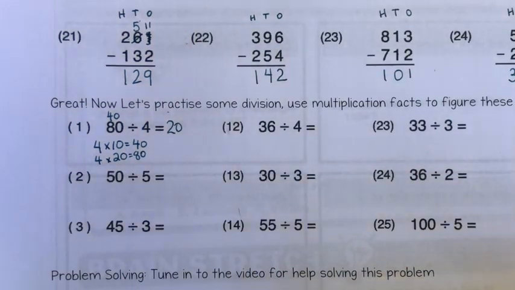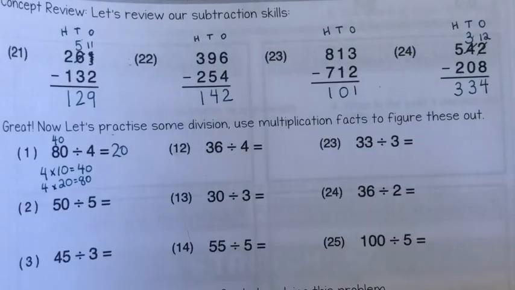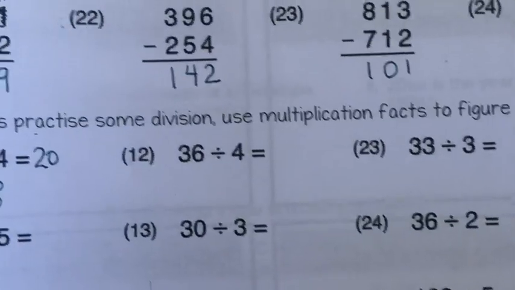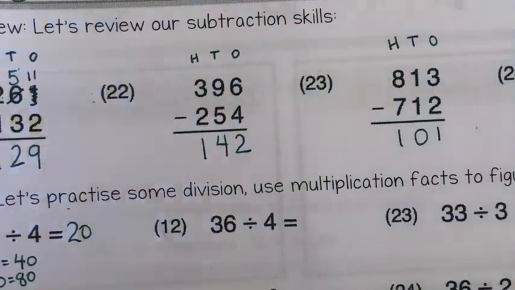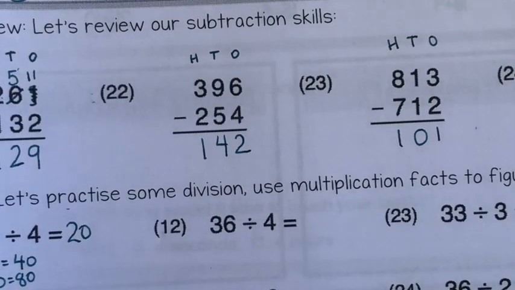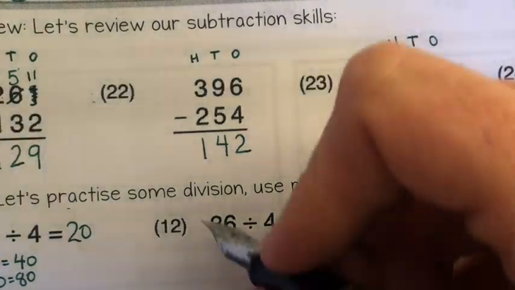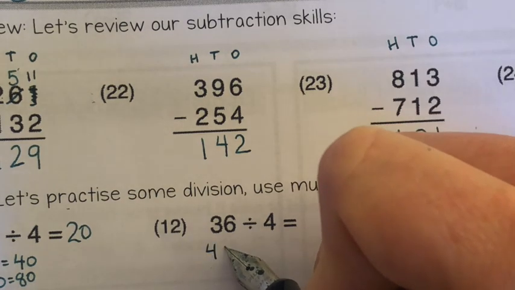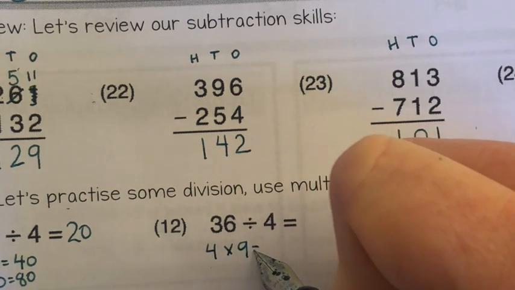All right, next one, 36 divided by 4. So 36 divided by 4, that one you can use a known fact. So what is 36 divided by 4? Think about it. What math fact could help you with that? What math fact could help you with 36 divided by 4? You're right. You know your 9's facts. 4 times 9 is 36.